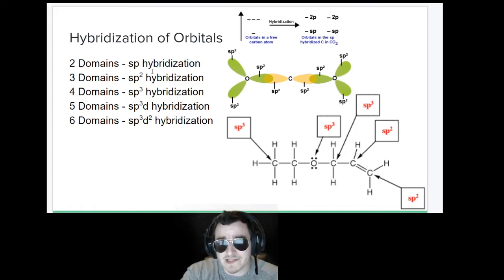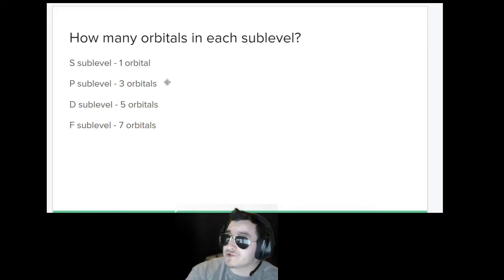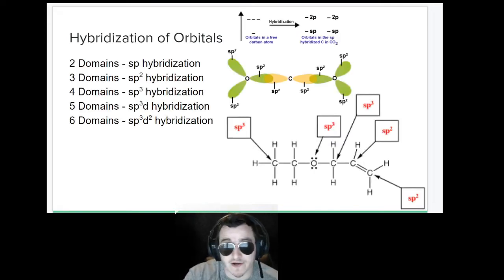But with 3 domains, the first one filled will be S, and then the next 2 will be P. For 4 domains, the first one will be S, and the next 3 will be P. However, the P sublevel only has 3 orbitals, and once they are all used up, it's filled. No more space available for more electrons to overlap and hybridize. And so we're going to have to move on to the D sublevel. But keep in mind, we're only going up to 6 domains here, so we're only going to get slightly more complicated.